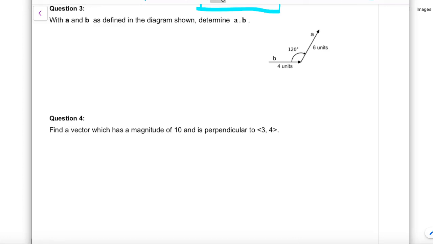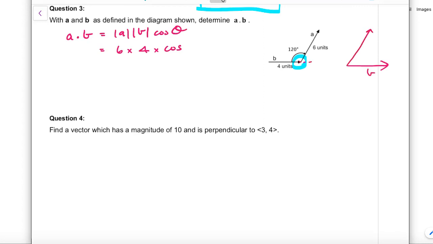With A and B as defined in the diagram shown, determine the scalar product of A and B. Well, I can clearly see that I've got the magnitude for each one and I've got an angle. So I'm going to use the magnitude of A times the magnitude of B times the cos of the angle. So I've got A as 6 units times B as 4 units times the cos of the angle between them. But what I notice is they're not both moving away from this point. So I need to redraw so that A and B are moving away from the point.